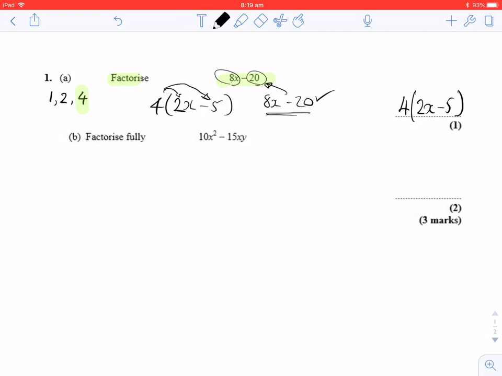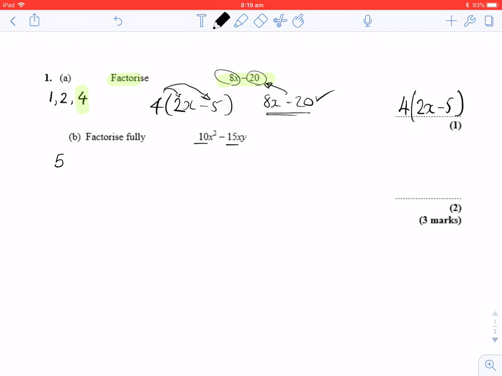Part B is a little bit more complicated, but we start off by looking at it in exactly the same way. So first of all, we will look at the numbers. What's the biggest factor of 10 and of 15? So 1 goes into everything, so we're not too bothered about that. 2 doesn't go into both, 3 doesn't, 4 doesn't, 5 goes into both. No 6, 7, 8, 9 or 10. So 5 is the biggest factor of the two. So I've got my 5 there.